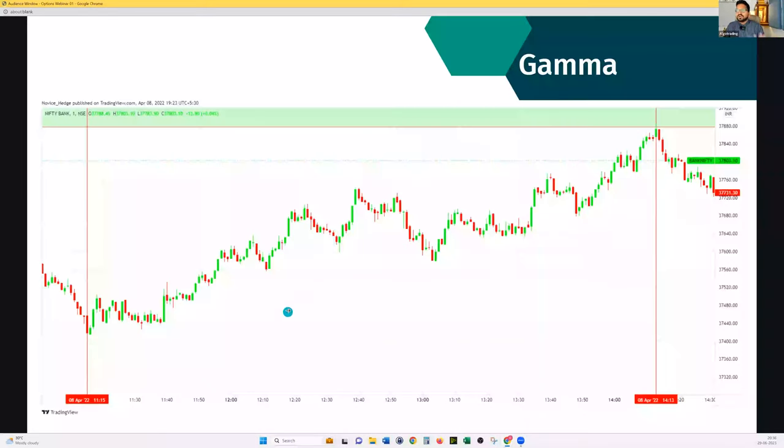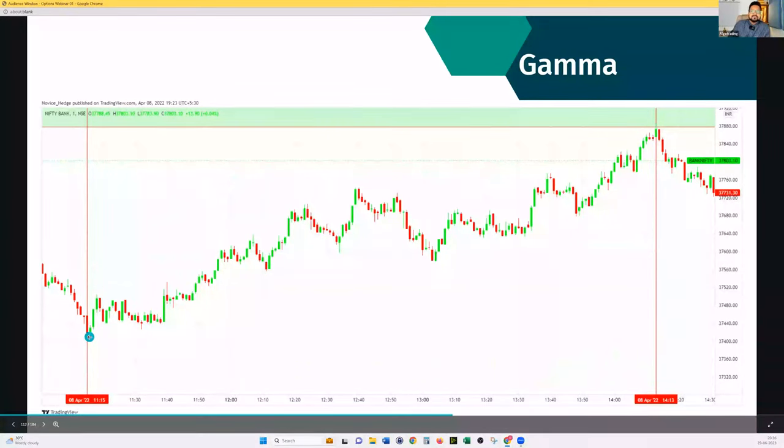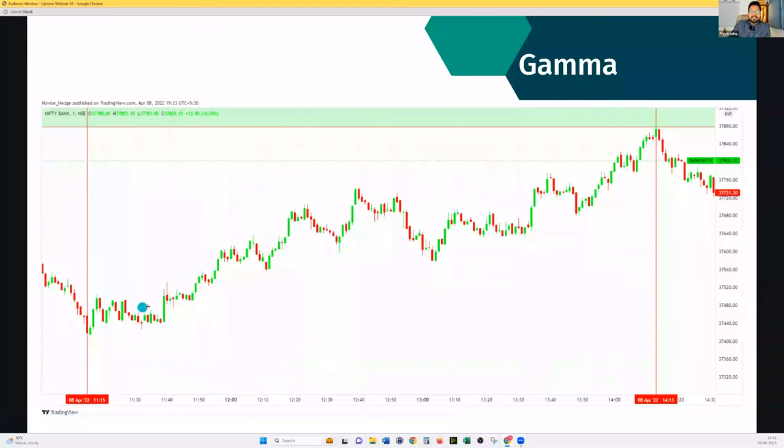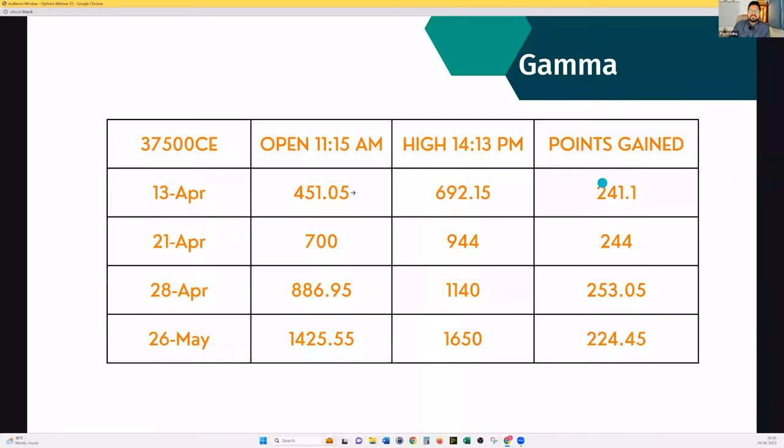Okay, so no need to worry. If you still haven't understood, don't worry, I will make it simpler. Now from here to here, the market literally traveled. On this aspect, we take different expiries: 13th April expiry, 21st April expiry, 28th April expiry, 26th May expiry. We have taken different expiries and marked the open price and high price over here.